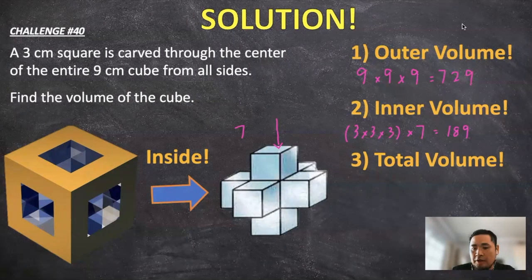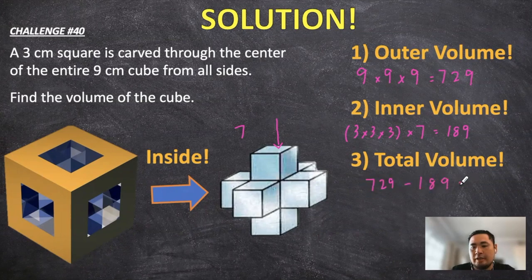So the total volume is taking the 729 and subtracting the inner volume of 189, and that should give us a total of 540 cubic centimeters.